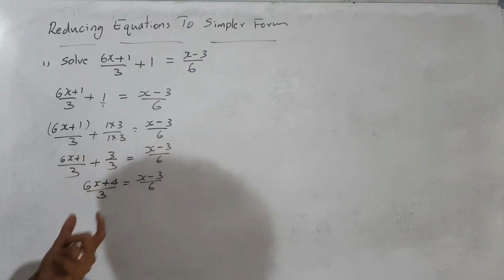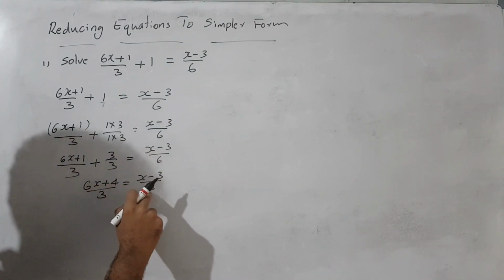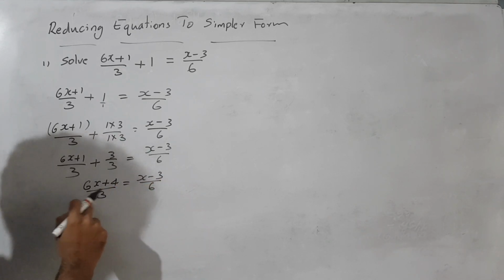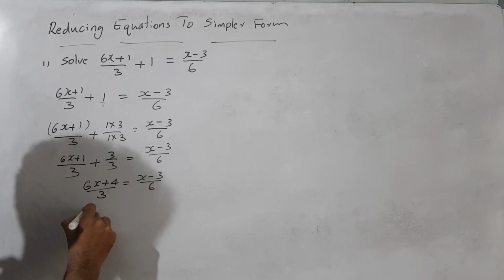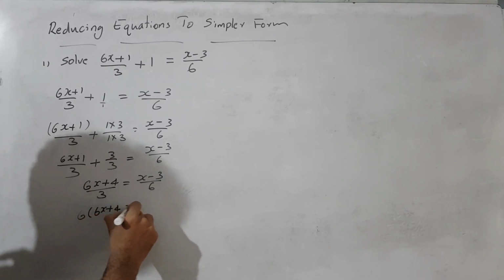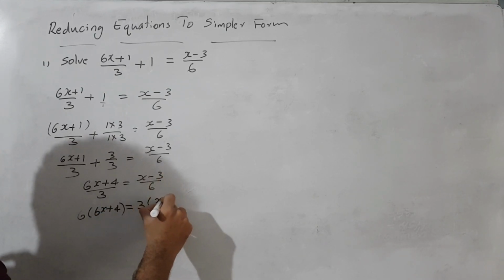Then what is the next step? Cross multiplication. That means 6x plus 4 is multiplied by 6 and x minus 3 is multiplied by 3. The next step: 6 into 6x plus 4 is equal to 3 into x minus 3.